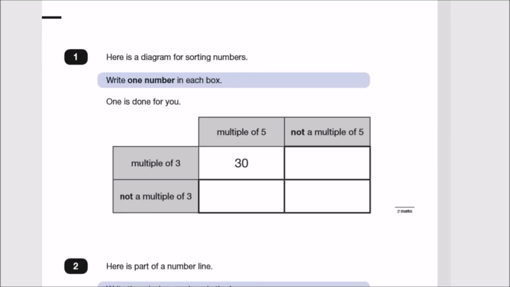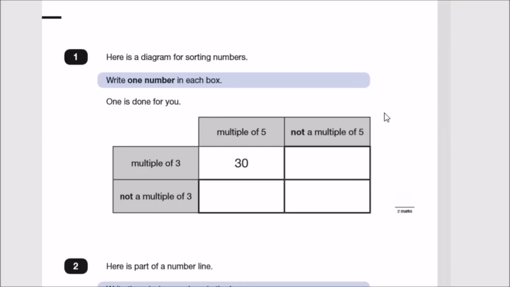Let's walk through it. So here is a diagram for sorting numbers. Write one number in each box. 1 is done for you. So it tells us that 30 is a multiple of 3 and a multiple of 5. Yep, so it's in the 3 times table and the 5 times table. Check. Now, write a number that is in the 3 times table but not in the 5.